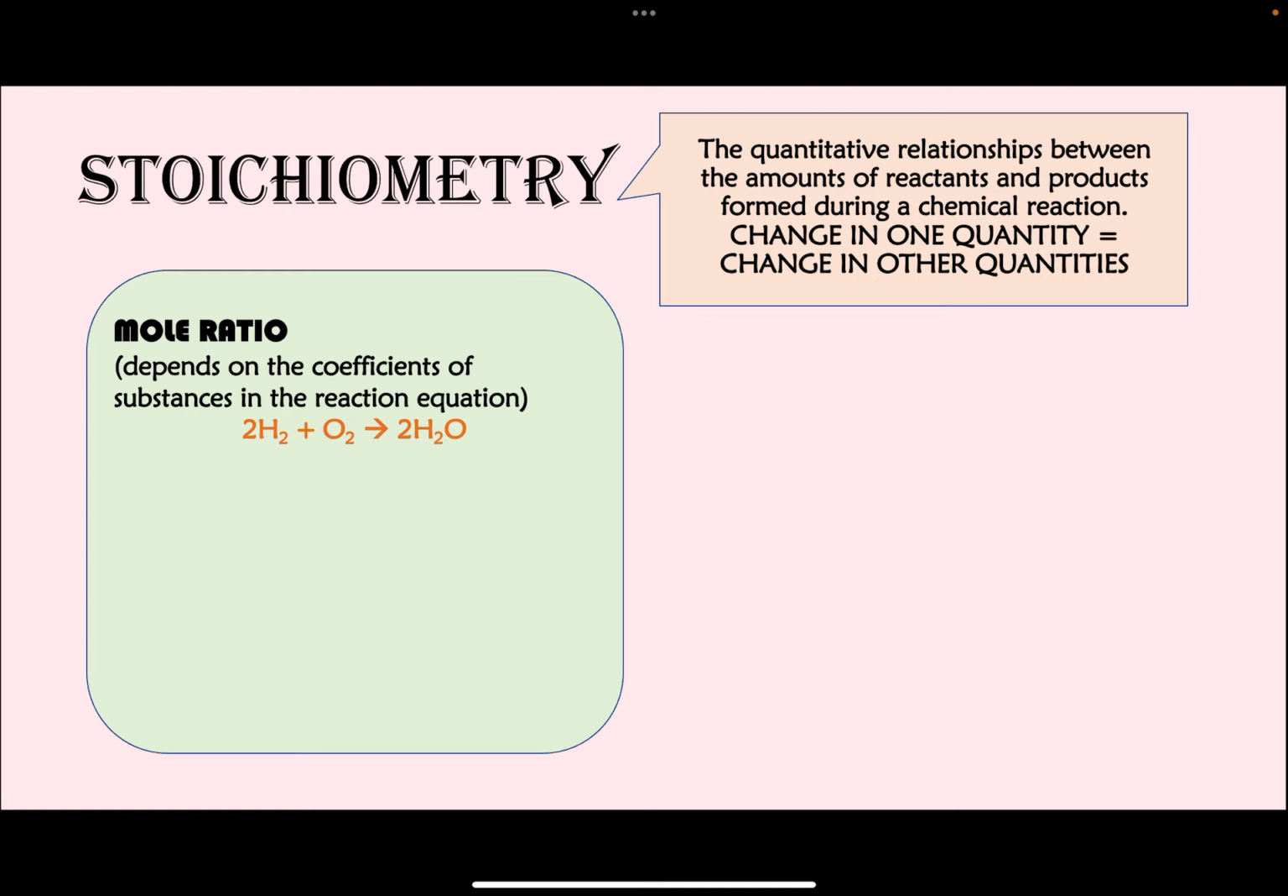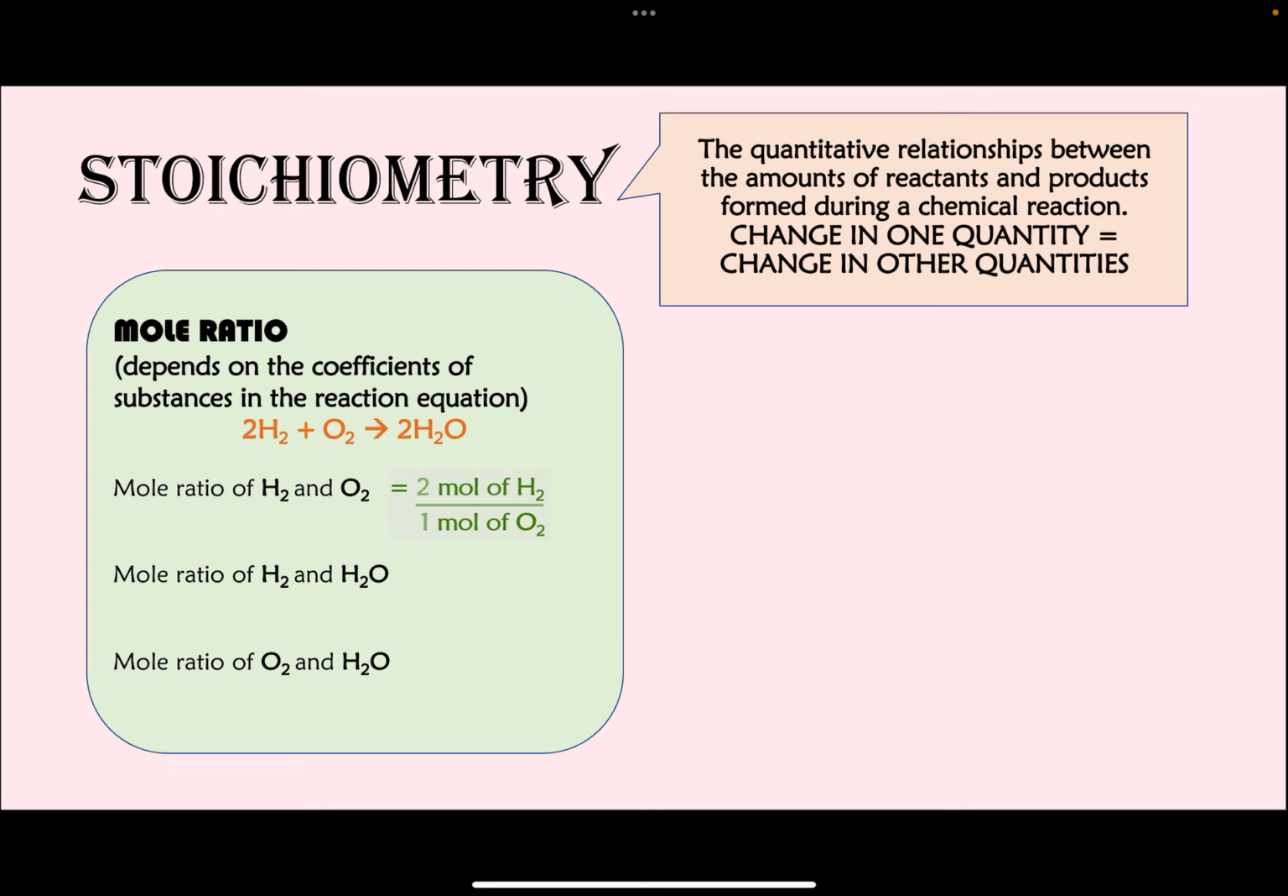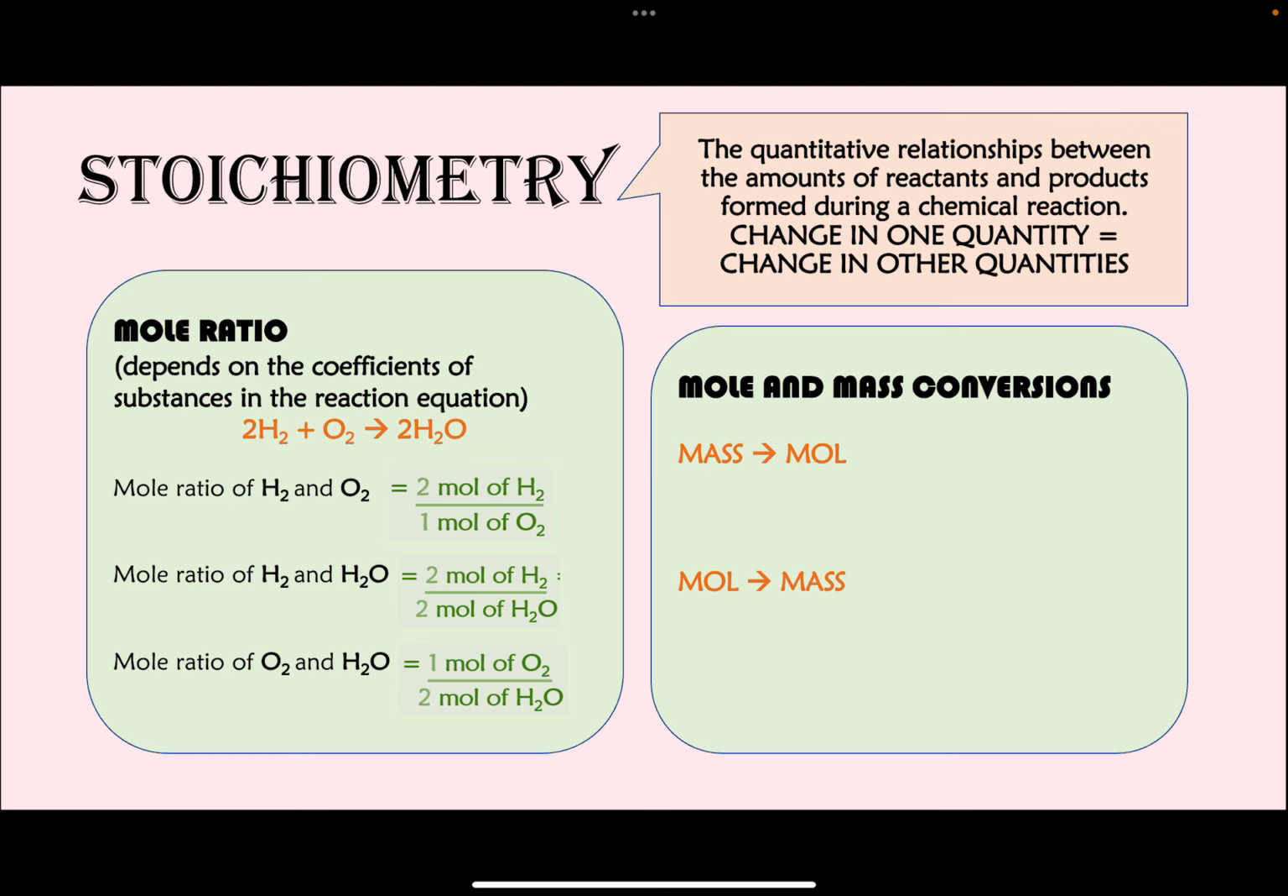So let's look at this example. We have 2H2 plus O2, that gives us 2H2O. So if I ask you for the mole ratio between hydrogen and oxygen in this example, it's going to be 2/1. If I ask you for the mole ratio between hydrogen and water, that's 2/2. So it's just 1. If I ask you for the mole ratio between oxygen and water, that's going to be 1/2. Okay, and something else that we need to know about stoichiometry is the relationship or the conversion between mole to mass. We have talked about this already.